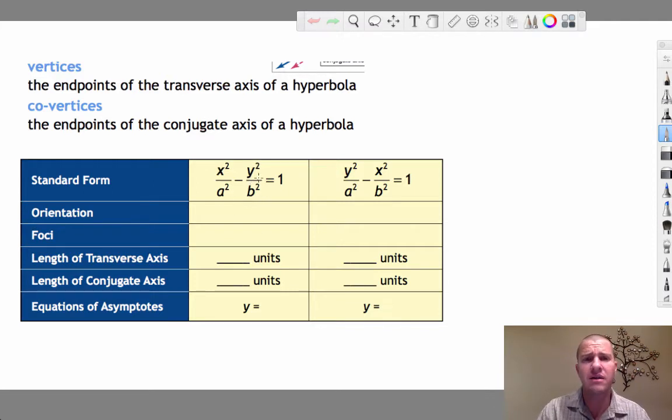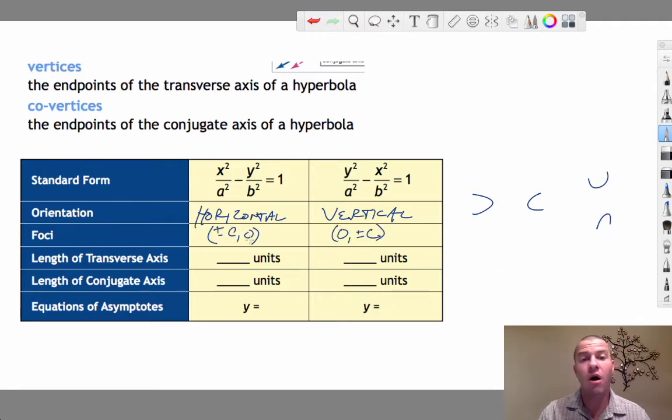Because this is subtraction, it does make a difference which variable comes first. If the x is first, it makes it horizontal. And if the y is first, it makes it vertical. So horizontal, they're going to be going like this, and vertical, they're going to be going like that. And the foci are at plus or minus c, 0 and 0, plus or minus c, based on horizontal or vertical. The c, again, is the distance away from the center.